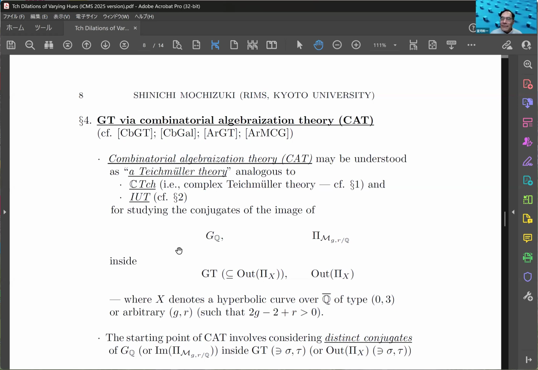So in some sense, all of those aspects, but especially the first two aspects, can already be seen very explicitly here. The discrete case corresponds to complex Teichmüller theory, whereas this profinite complex case corresponds to CAT, which I will discuss in section 4. And then the genus 0 versus higher genus aspect corresponds to this GT versus completions of higher mapping class groups, which also appears in this discussion.